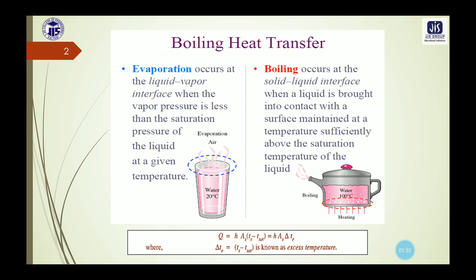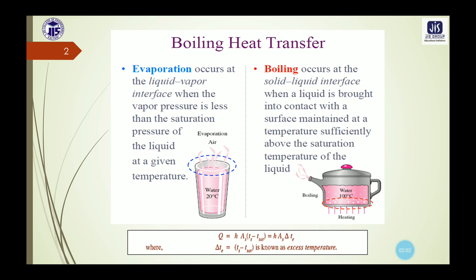So what is the difference between evaporation and boiling? Evaporation occurs at the liquid vapor interface when the vapor pressure is less than the saturation pressure of the liquid at a given temperature. In this diagram we can see that the evaporation is occurring at the liquid vapor interface.